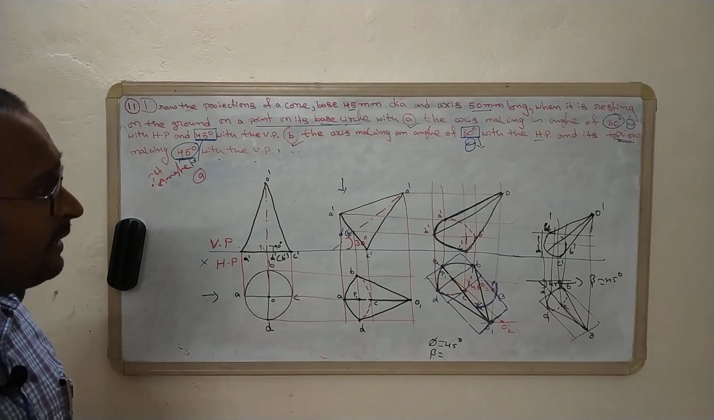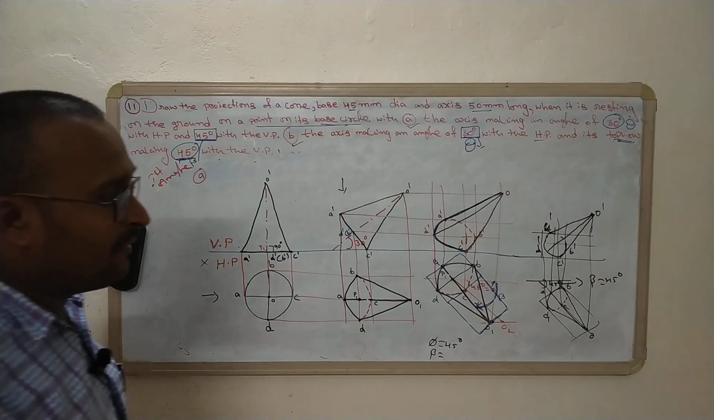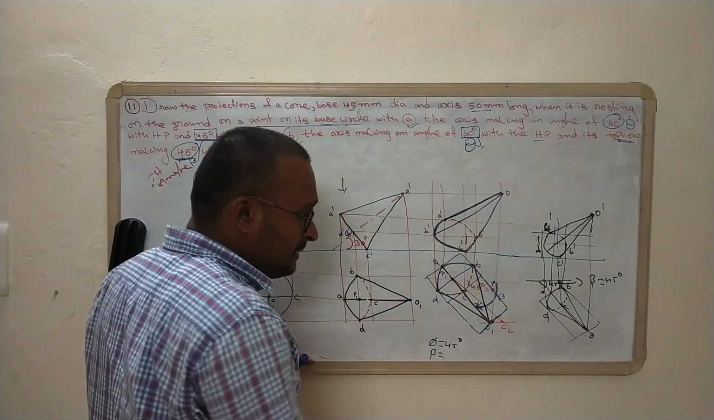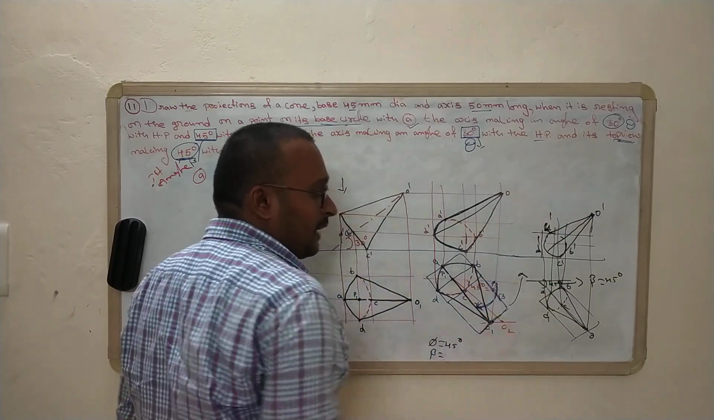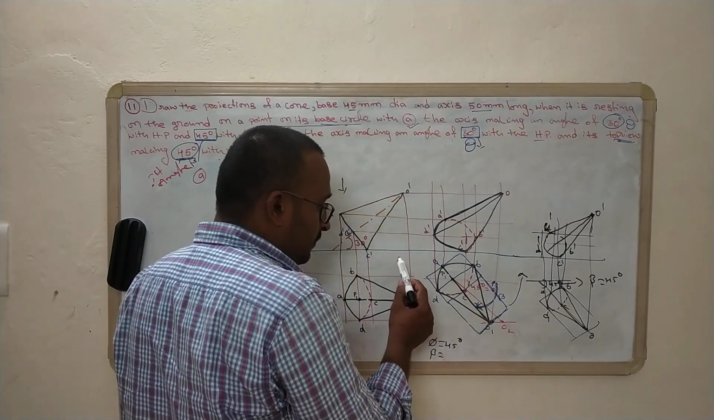Please remember that they may ask either in a different way, or else sometimes they will ask like this. The apex will be nearer to the VP, in the sense we need to rotate that total circle like this. The total diagram like this.